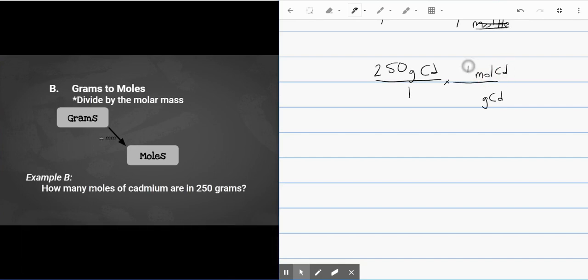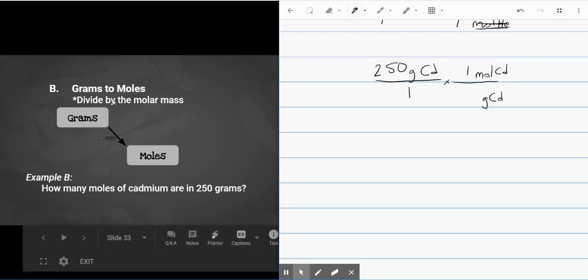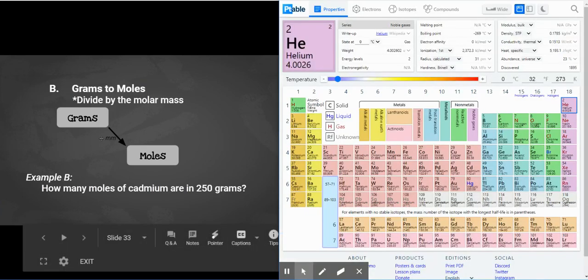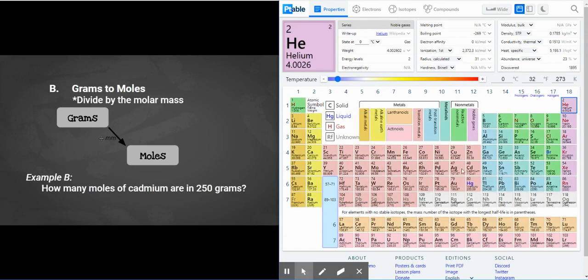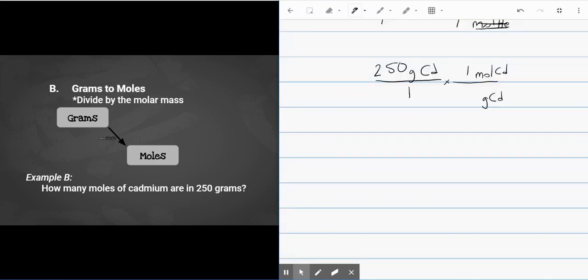Okay, in 1 mole of cadmium, it weighs how many grams? Cadmium is going to be all the way over here. So Cd has a molar mass of 112.41. That's how many grams of cadmium are in 1 mole. That is the molar mass. Okay, grams per mole is the molar mass.